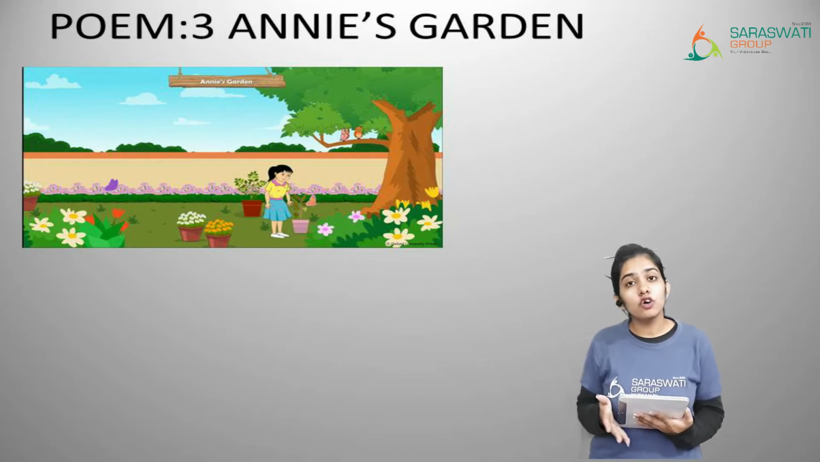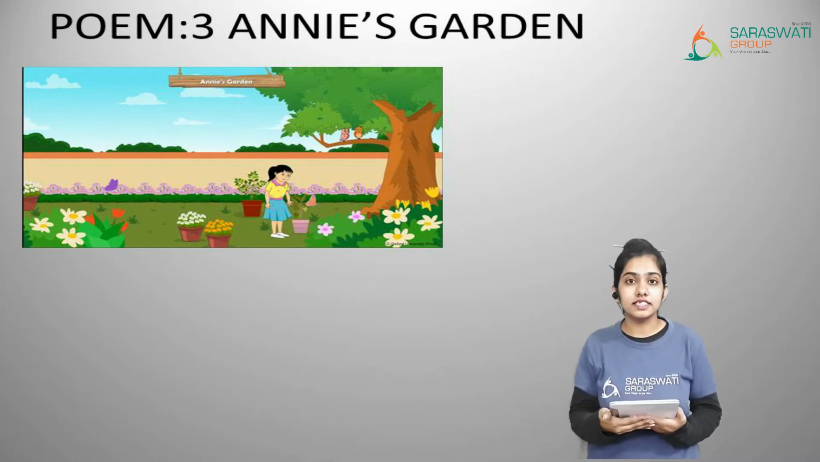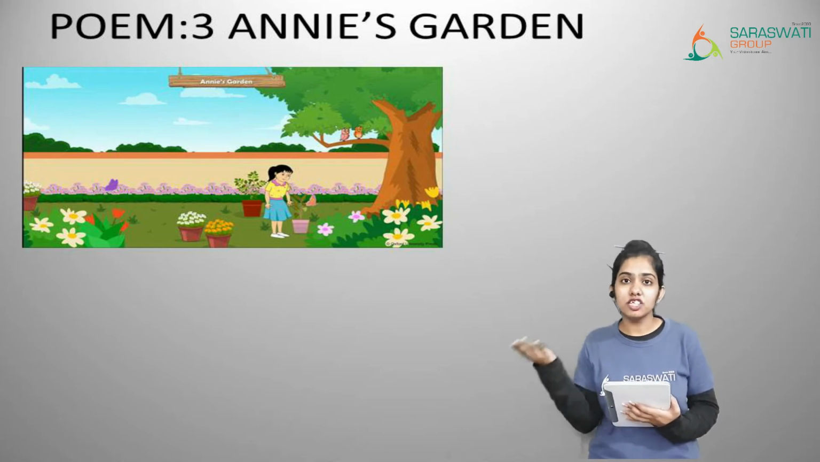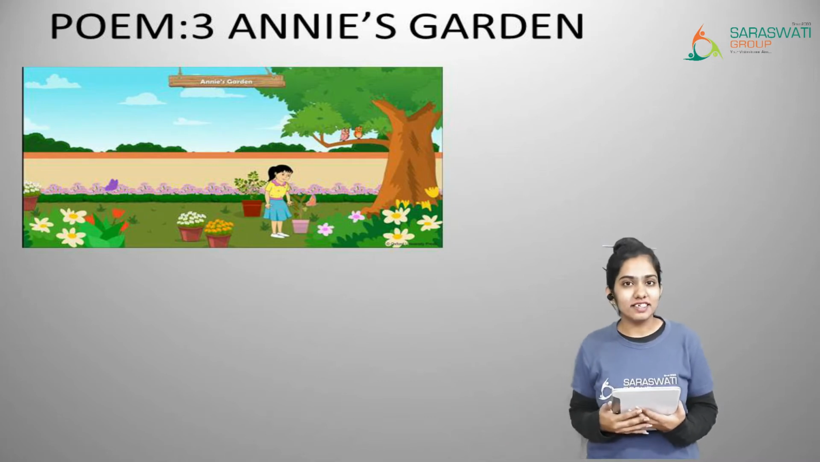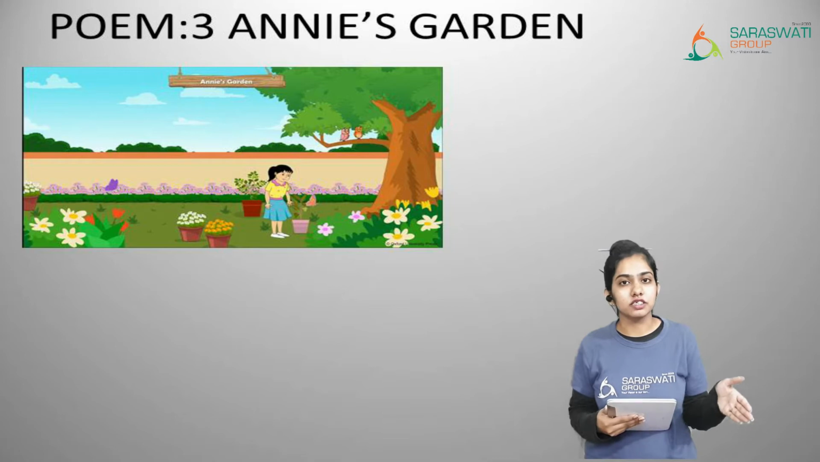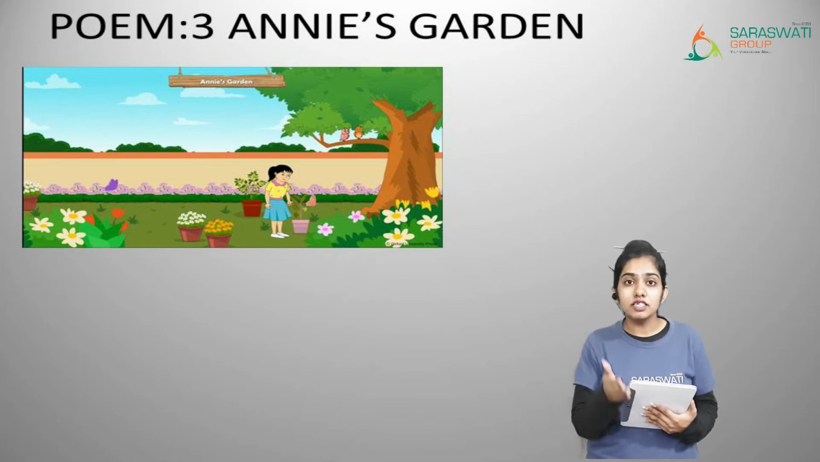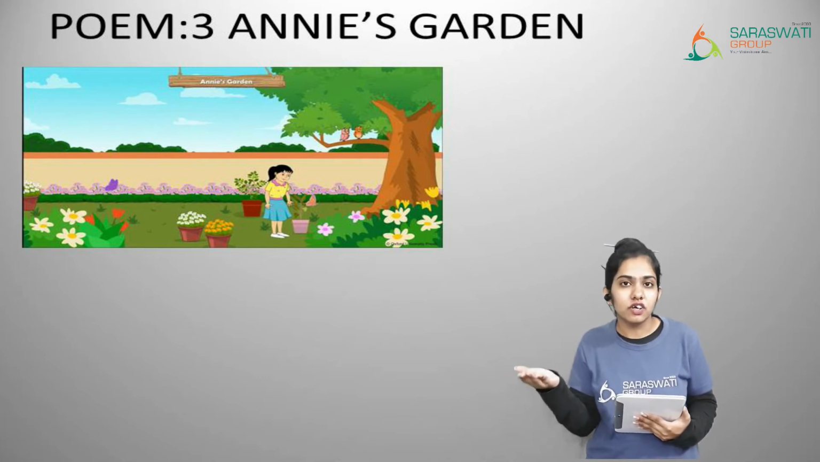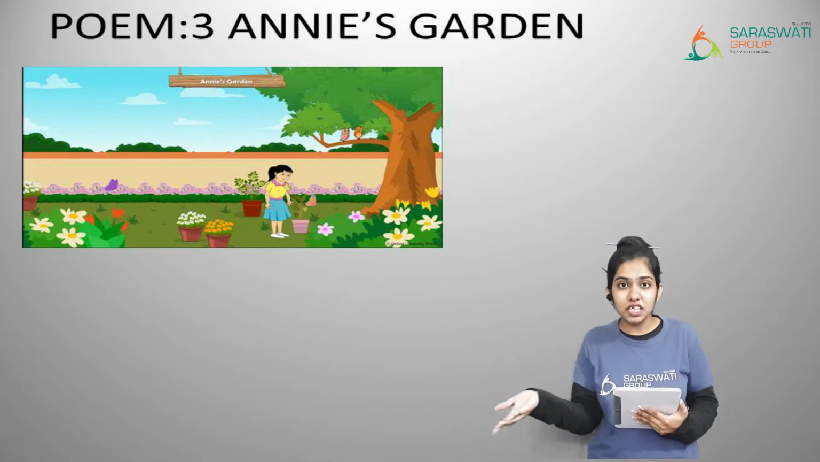Today we are going to start with our poem number 3, that is Annie's Garden. You all know that before starting any poem or chapter, we first learn the vocabulary words of that chapter or poem. Why is it important to learn vocabulary? Because it gives a clear idea of the word, and it gives the correct meaning also.